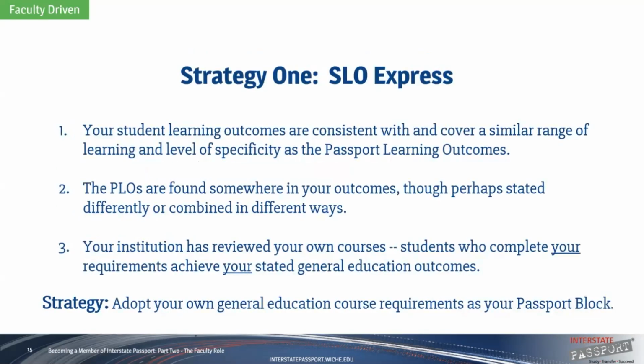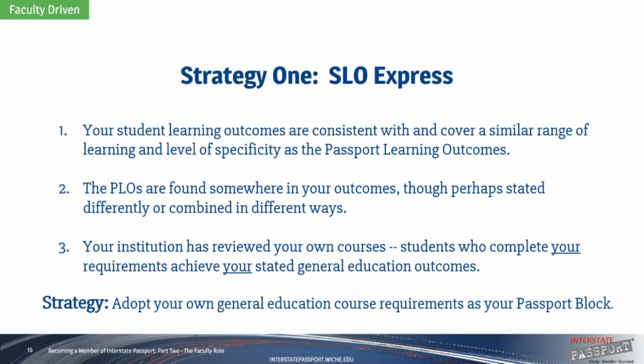The first one we're calling the Student Learning Outcome Express. This one is especially efficient and useful if your own student learning outcomes are consistent with and cover a similar range of learning and level of specificity as the passport learning outcomes. If the passport learning outcomes are found somewhere in your outcomes, though perhaps stated differently, combined in different ways, not exactly the same wording. They may be more or less detailed, but they're there.